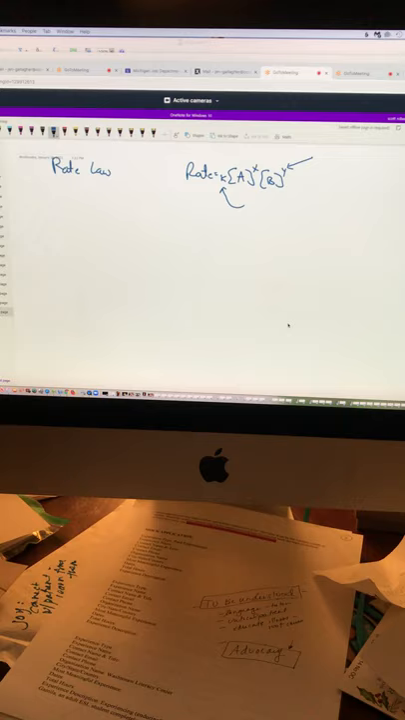If I increase the concentration of substrate, does your KEQ go up or down? Your KEQ, up or down? Neither. Rate is not related to KEQ. So did the KEQ go up or down when I increased my substrate? Okay.